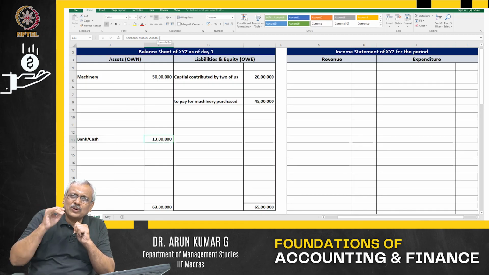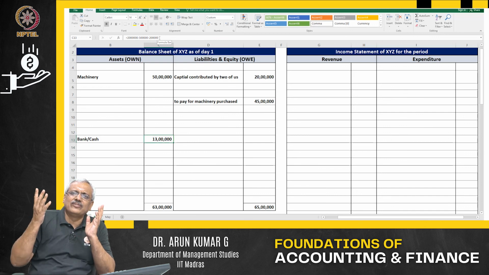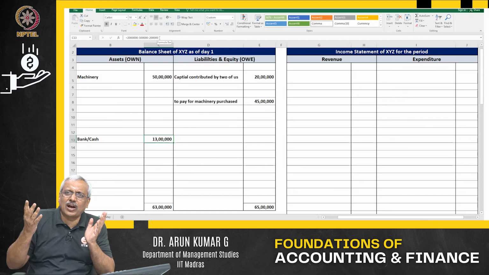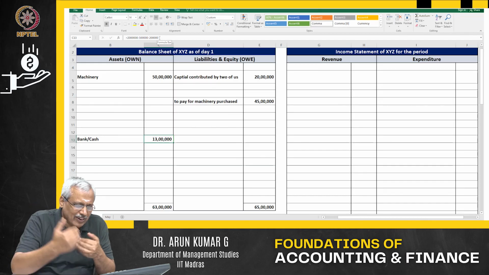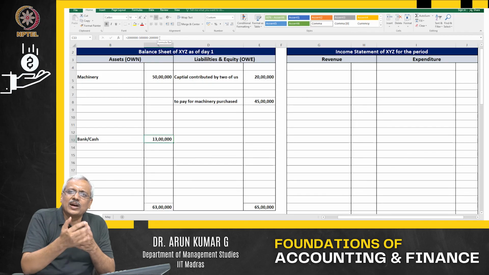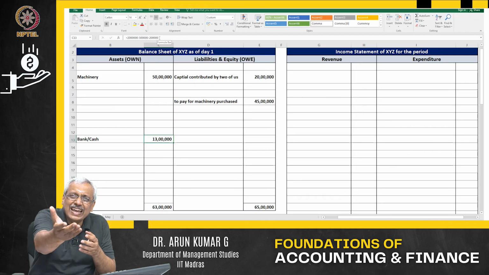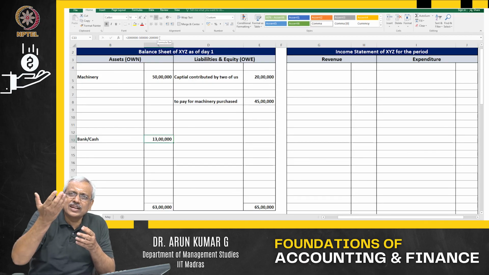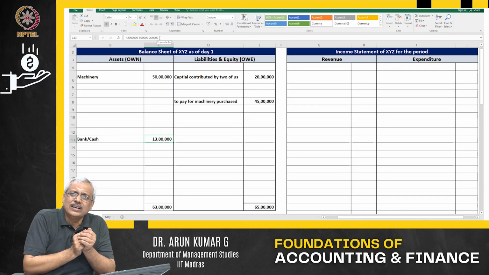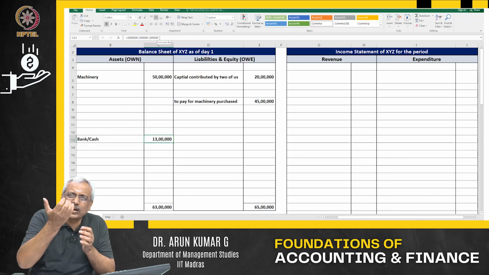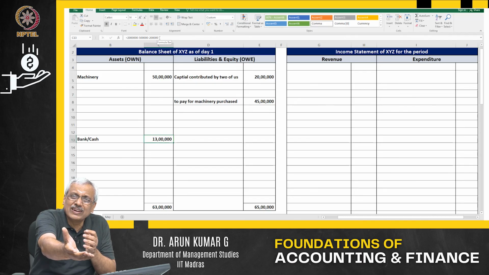Supposing you decide not to run the factory. Imagine you got a fantastic offer somewhere else to join as a CEO of another company, and you want to join. You want to shut down the factory on day one. So what happens? You are eligible to get the 2 lakhs, 200,000, back from the fellow to whom you have given it as an advance.